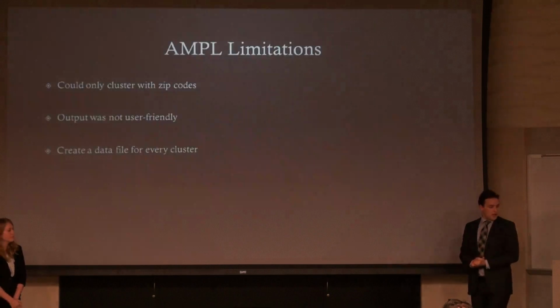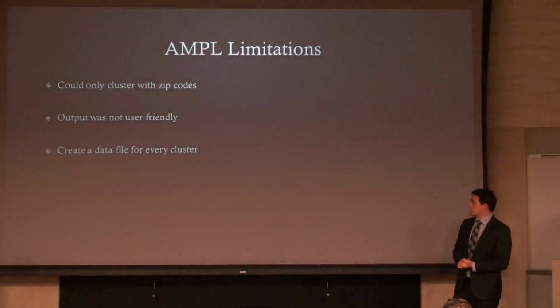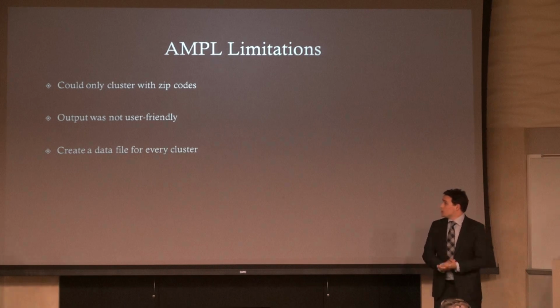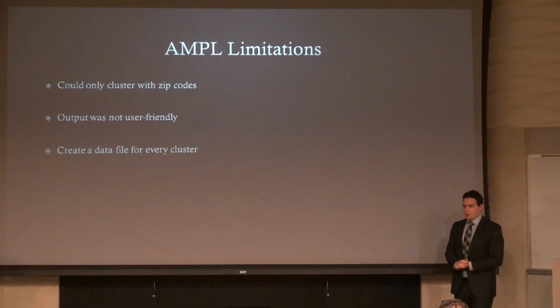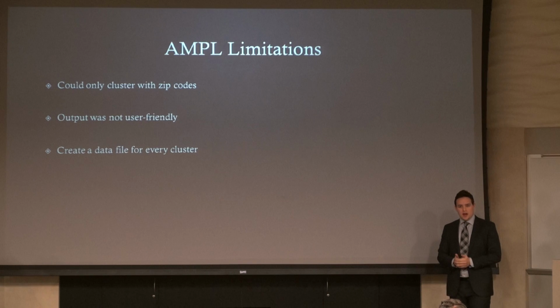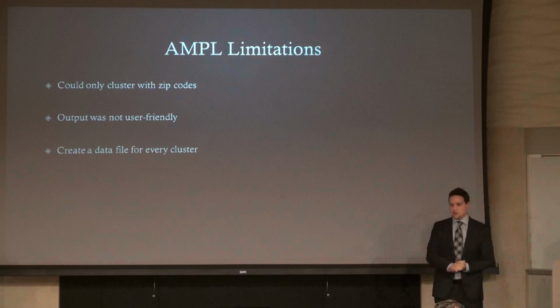And some of the limitations of AMPL: we could only cluster by zip codes because we weren't quite sure about the functionality, and if there was functionality in AMPL to do clustering.